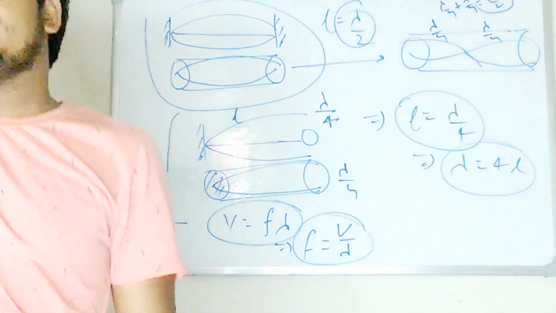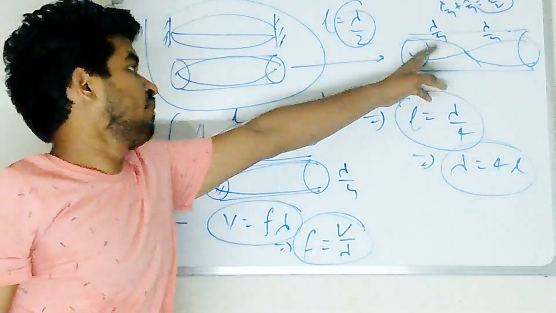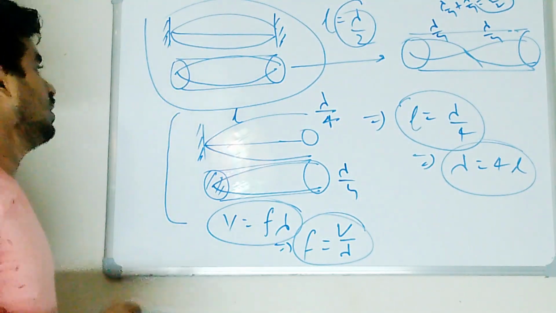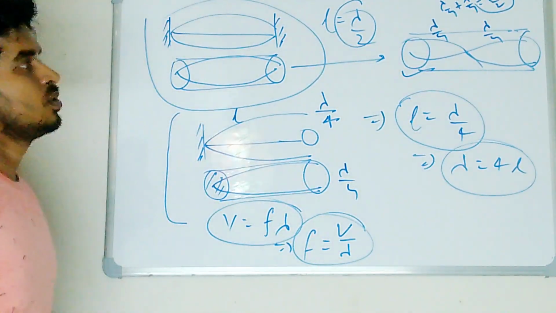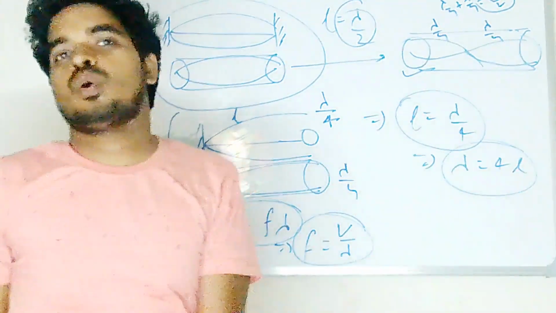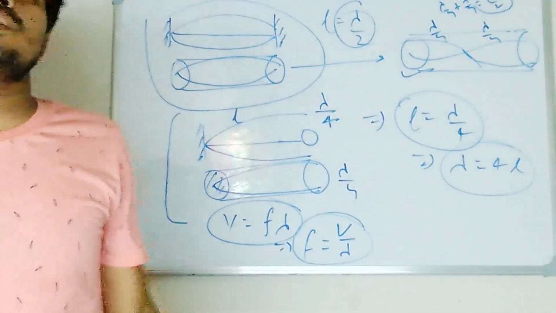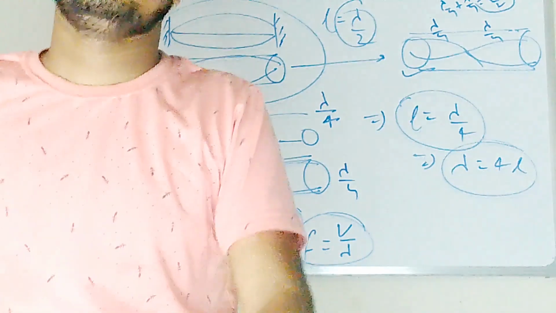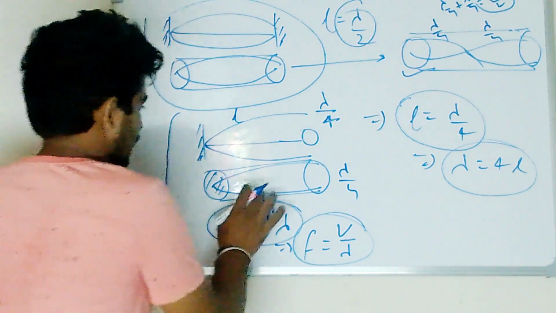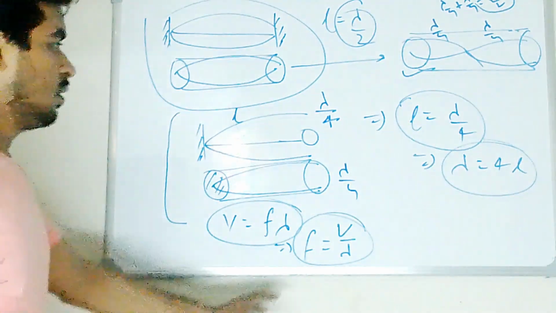For understanding, it will be exactly like this, but for convenience I did it like this. The value will not change, the formula will not change, there will be no change in the result. But for understanding you should know it will be like this, obviously, yes or no? That's why I made it like this over here. So lambda equals 4L.